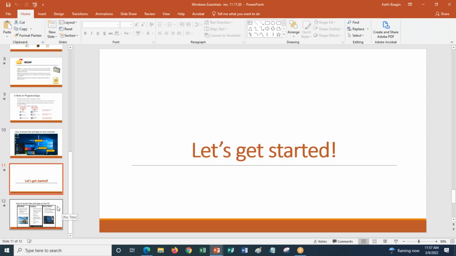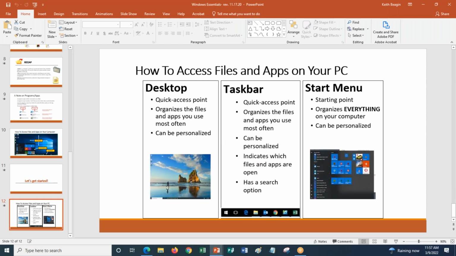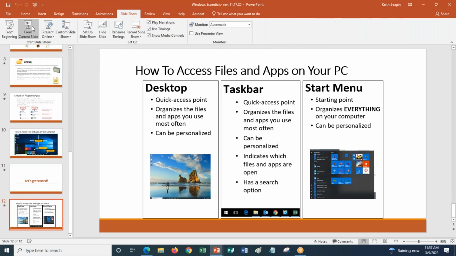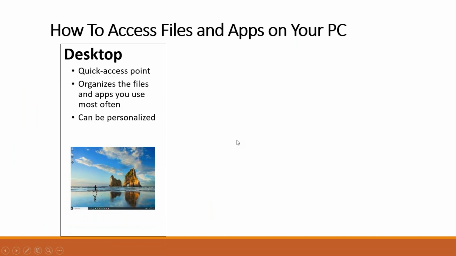All right, so if you have any questions, that'd be a good time to ask. But just to quickly review what we just discussed. We talked about accessing files and apps on our PC using Windows. So we have the desktop, which is a quick access area. It organizes the files and apps you use most often. I should say files and folders and apps you use most often.